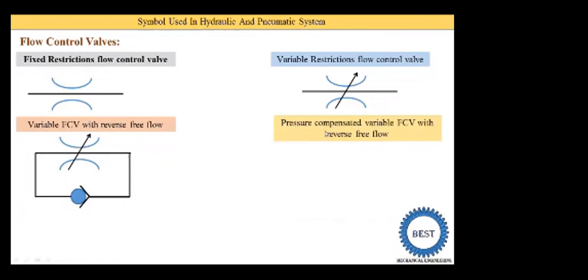Next is the pressure compensated variable FCV with reverse free flow. The name is the same, so we take directly the symbol of the variable FCV with reverse free flow. The new thing is the pressure compensation, so we draw one vertical arrow line here. This indicates that this FCV is pressure compensated.